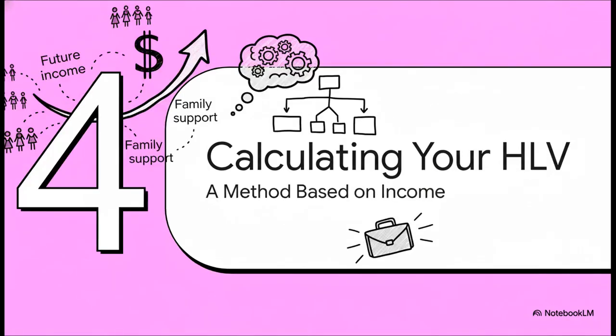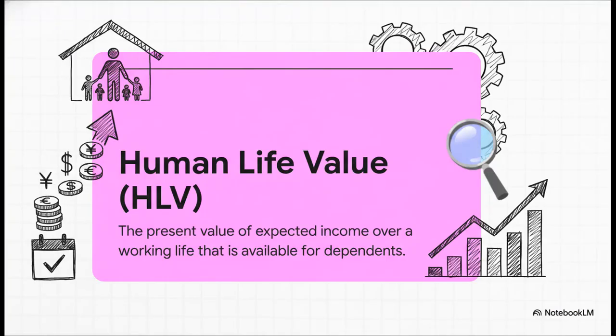So one of the main ways to tackle this is a method called the human life value, or HLV for short. The whole idea behind HLV is pretty simple, actually. It's all about replacing the future income you won't be there to earn for your family. So what does that mean exactly?